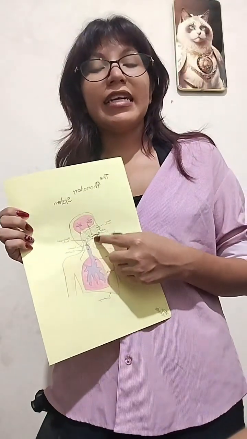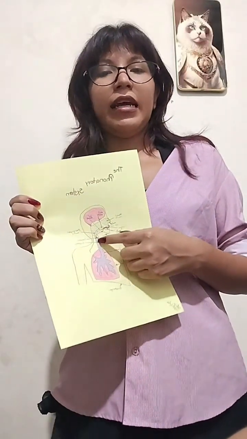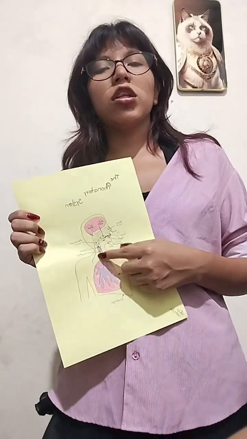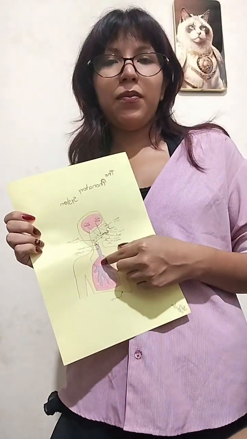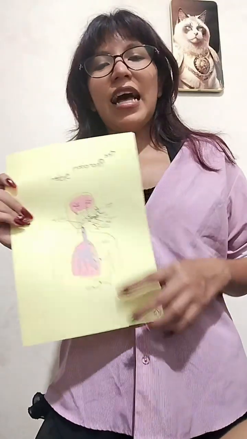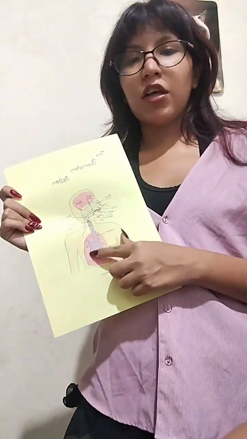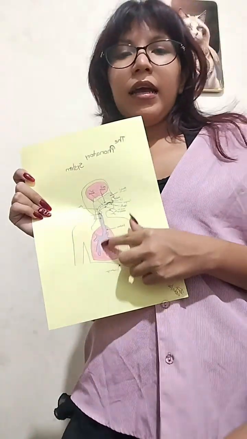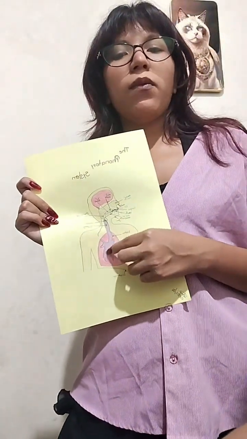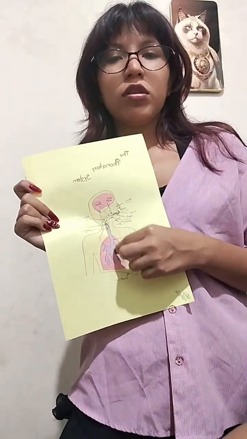This outgoing air is necessary for speech because voice production always begins with airflow. The lungs act as the power source of the phonatory system. Without air coming from the lungs, we would not be able to produce sound.